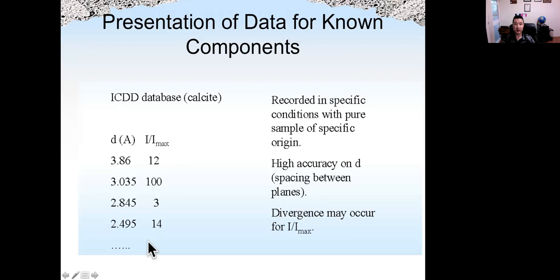So here shows an example from a certain type of database. This is for calcite, which is CaCO3. For different d, which is the distance between two atomic planes, corresponding to certain theta for certain lambda, we have relative intensities, I over I max. I max is the maximum possible intensity, which occurs at certain d values.